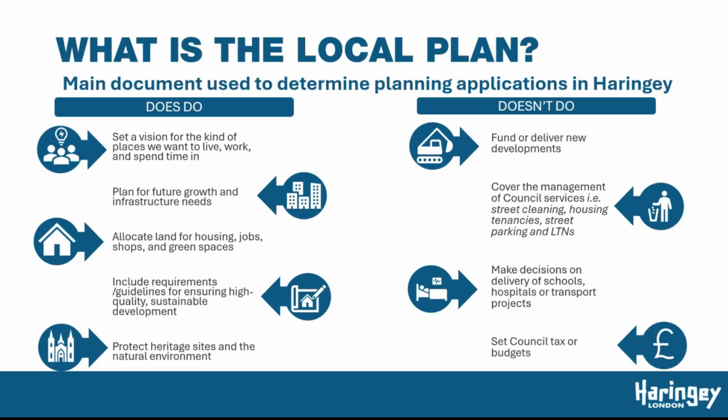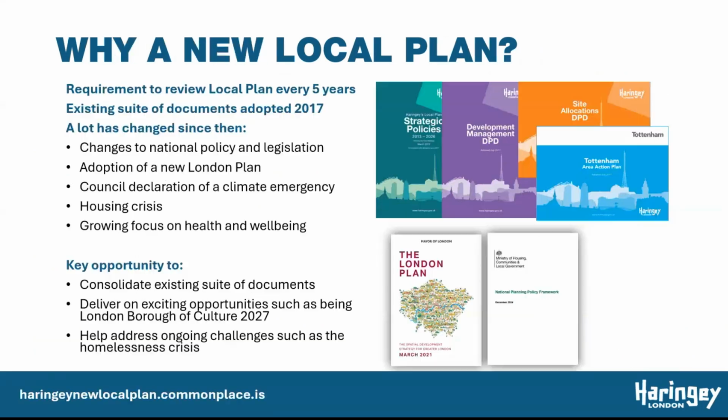Some examples of things that the local plan doesn't do: it doesn't fund or deliver new development. It doesn't cover the management of council services like street cleaning, housing tenancies, parking or LTNs. And it doesn't make decisions on the delivery of schools, hospitals or transport projects, or set council tax or budgets.